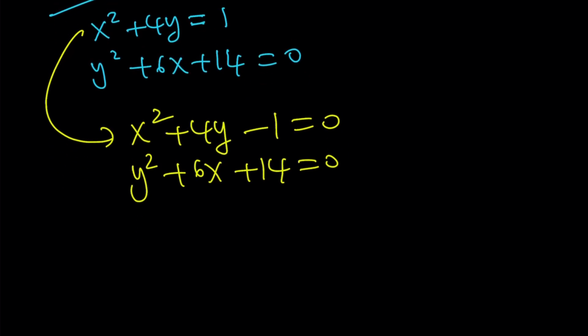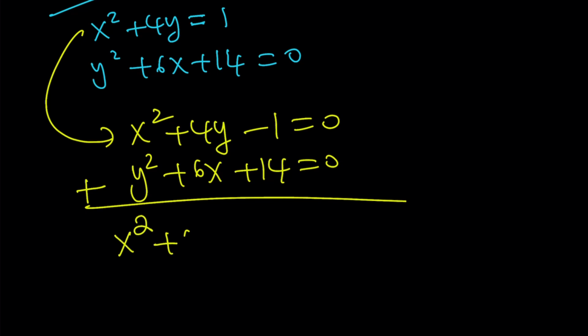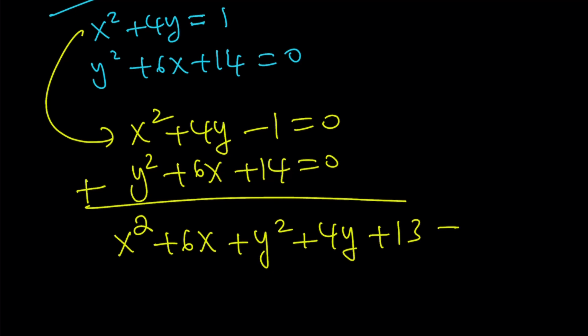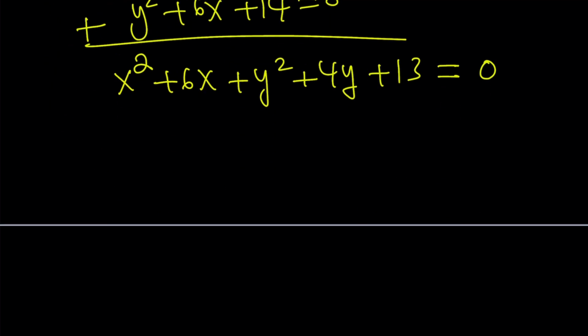You'll see why in a little bit, but if I add these equations up, and why am I doing that? The motivation behind it is I have the x squared and x in different equations, but I want to put them together. The only way to do that is by combining these two equations into a sum. So it's going to look like this: x squared plus 6x plus y squared plus 4y plus 13 is equal to 0. Awesome. Now see what we have.